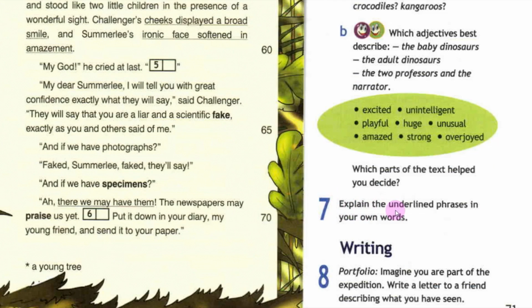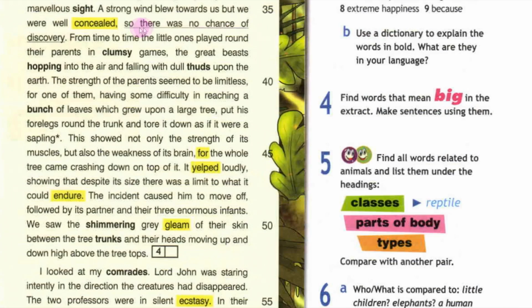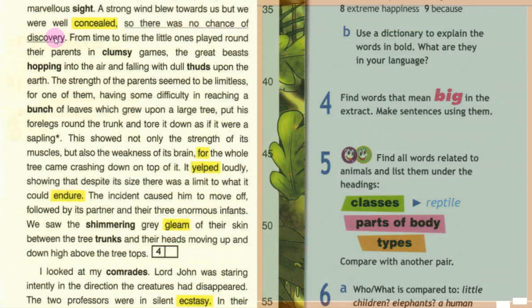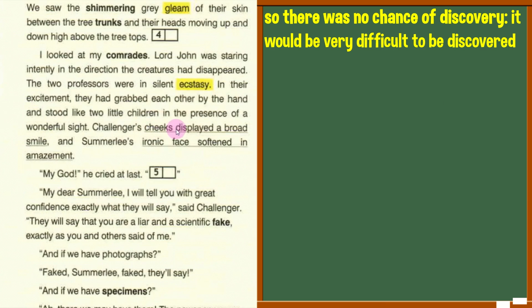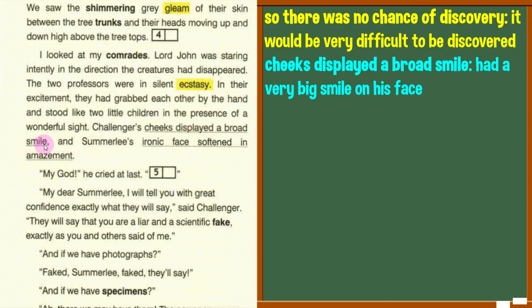Exercise 7. Explain the underlined phrases in your own words. Объясните подчеркнутые фразы собственными словами. So there was no chance of discovery. And it would be very difficult to be discovered. То есть все так было хорошо спрятано, ну, здесь речь идет о людях, которые спрятались в кустах, что обнаружить их совершенно было невозможно.